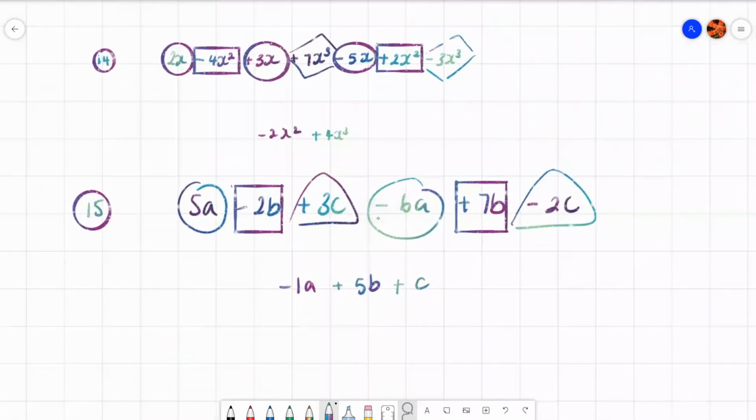And there you are. So we looked at adding and subtracting different like terms. There we are. Hope it was useful for you. Thank you for watching.